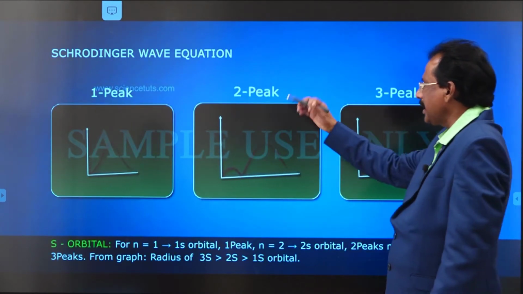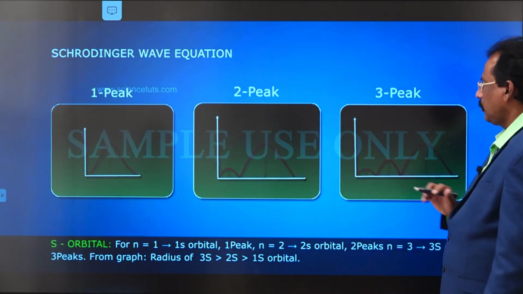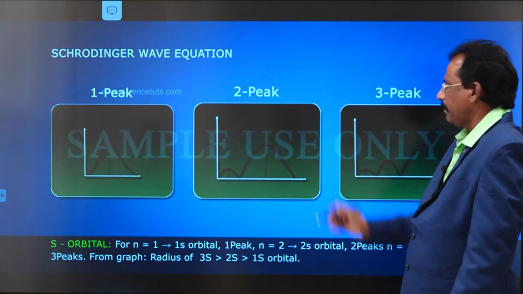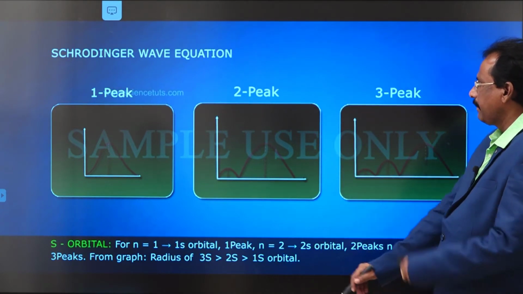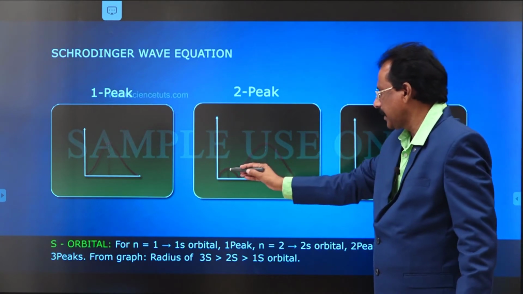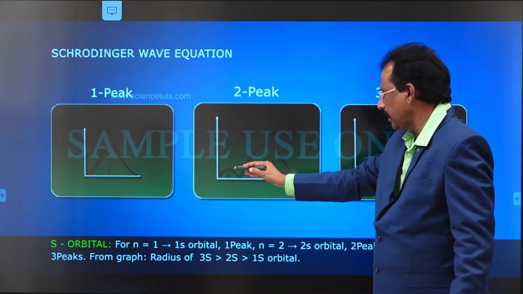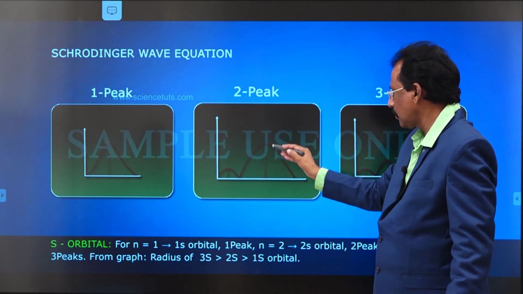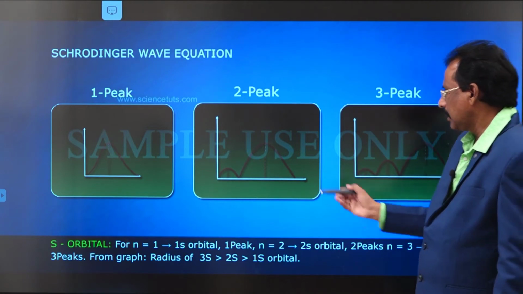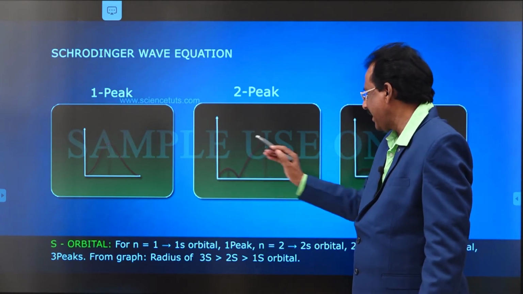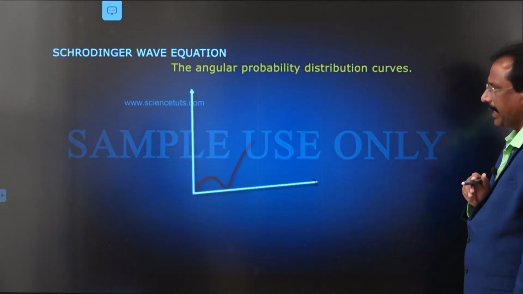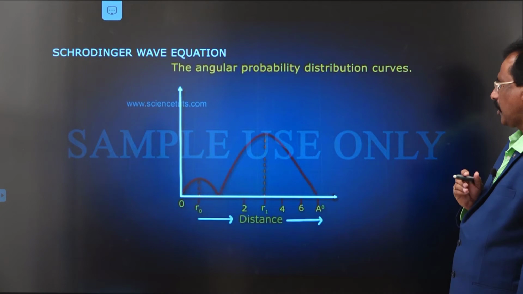If it is 2s orbital, there are two peaks, because for s orbital the number of peaks is equal to the principal quantum number value. So there are two peaks here. See here, this first peak is 1s, and this is 2s. After 1s there is the 2s orbital. This is 0.529 angstrom, and this is 0.529 into 2 square angstrom.